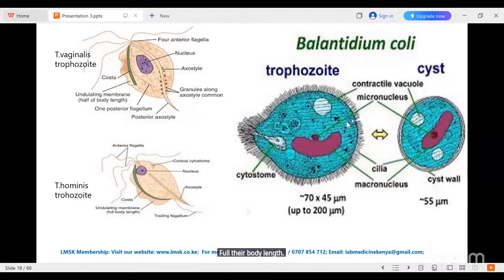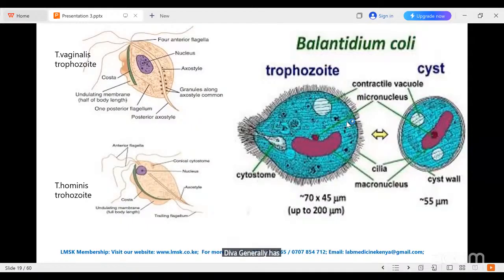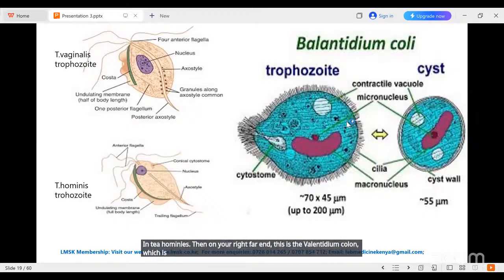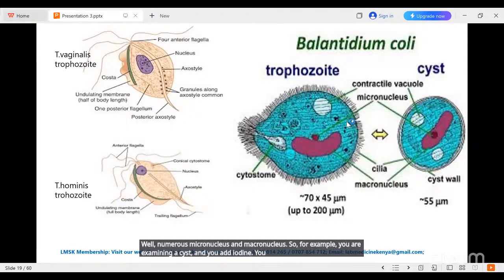T. hominis has a trailing flagellum extending beyond the body, which is lacking in T. vaginalis. T. vaginalis has a posterior axostyle, something like a tail, which is lacking in T. hominis. And of course, we have some granules along the axostyle, very common in T. vaginalis. You see some dot-like granules along the axostyle, which are lacking in T. hominis. Then on your right far end, this is Balantidium coli, which is very clear. Balantidium coli normally has a micronucleus and macronucleus. So, for example, if you are examining a cyst and you add iodine, you will clearly see the difference between Balantidium coli and E. histolytica and G. lamblia.